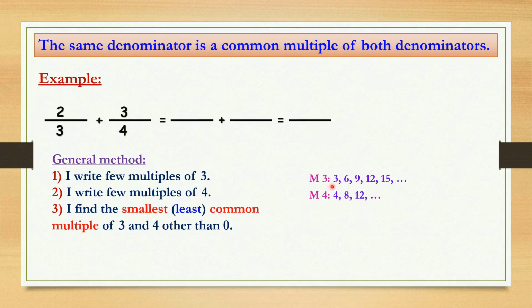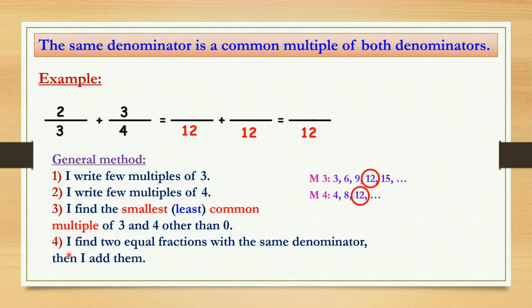If you noticed here, I didn't write 0 in the list of multiples of 3 and 4. First, because 0 is a multiple of all numbers, and second, because the denominator cannot be 0, because anything over 0 is impossible. So here, if you look at the list of multiples, we notice that 12 is the least common multiple other than 0. So it's the common or the same denominator. So we write 12, 12, 12.